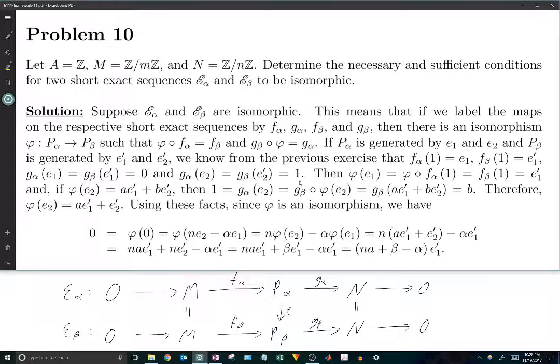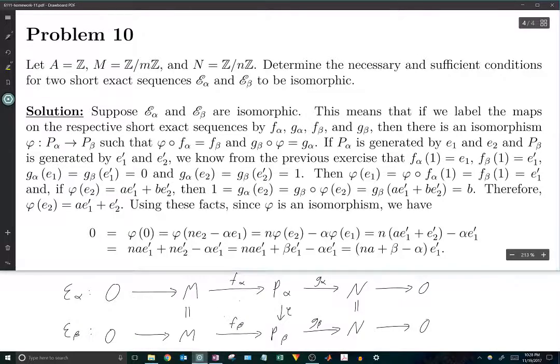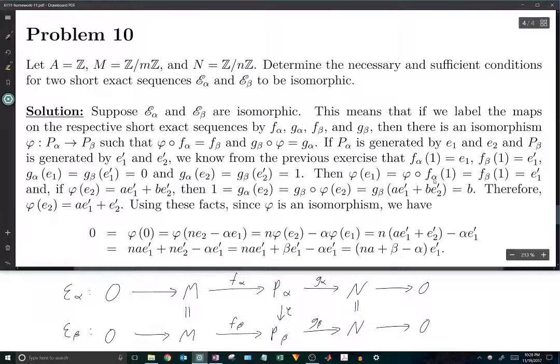So, let's see here. We know that phi of E1, well, that's phi of F alpha of 1, because F alpha of 1 is E1. But because this diagram commutes, the first square at least, phi of F alpha is the same as F beta. So this is equal to F beta of 1, which is E1 prime. So therefore we know that phi of E1 is E1 prime. And so we've been able to conclude that just from knowing how this diagram commutes.